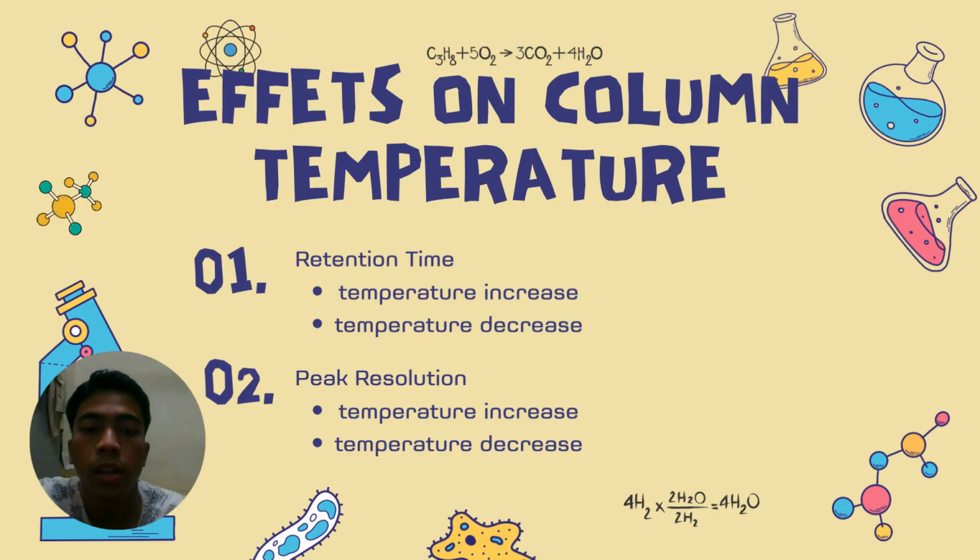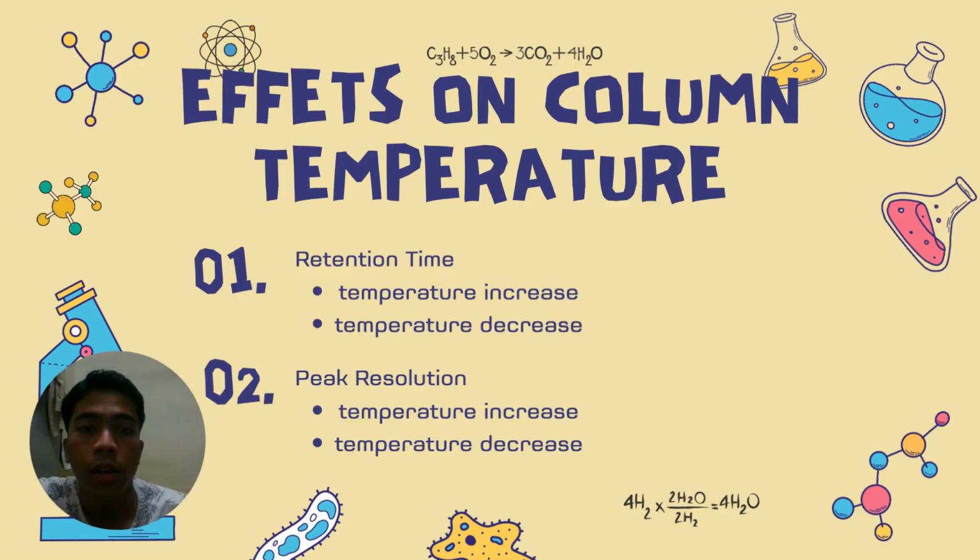which can reduce separation efficiency. But if the column temperature is decreased, the compounds interact more strongly with the stationary phase and move more slowly through the column. This leads to longer retention times, meaning peaks appear later in the chromatograph. Lower temperatures can improve separation between closely related compounds because the increased interaction time enhances the differences in retention behavior. However, excessively low temperatures can cause peaks to broaden, resulting in longer run times and reduced peak sharpness.